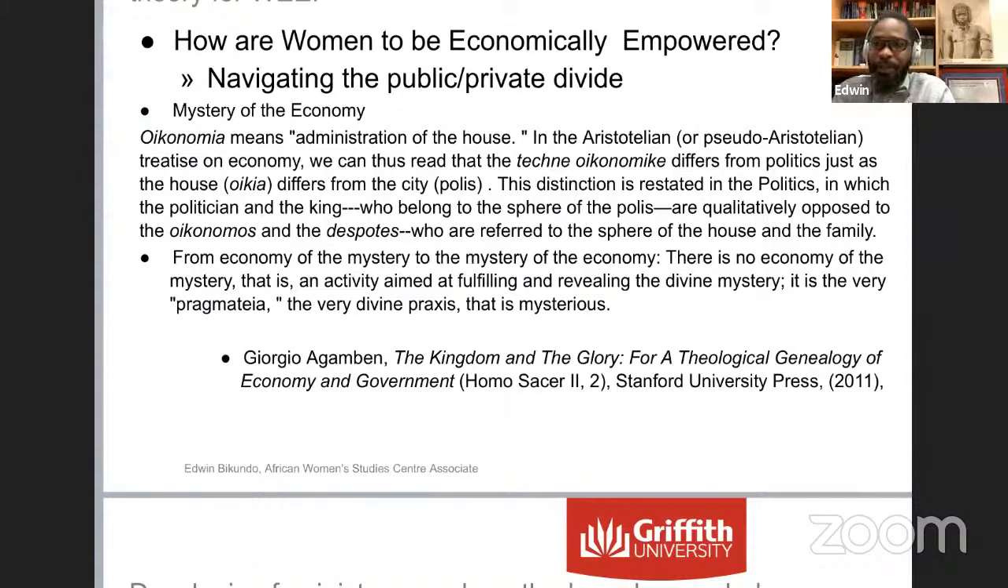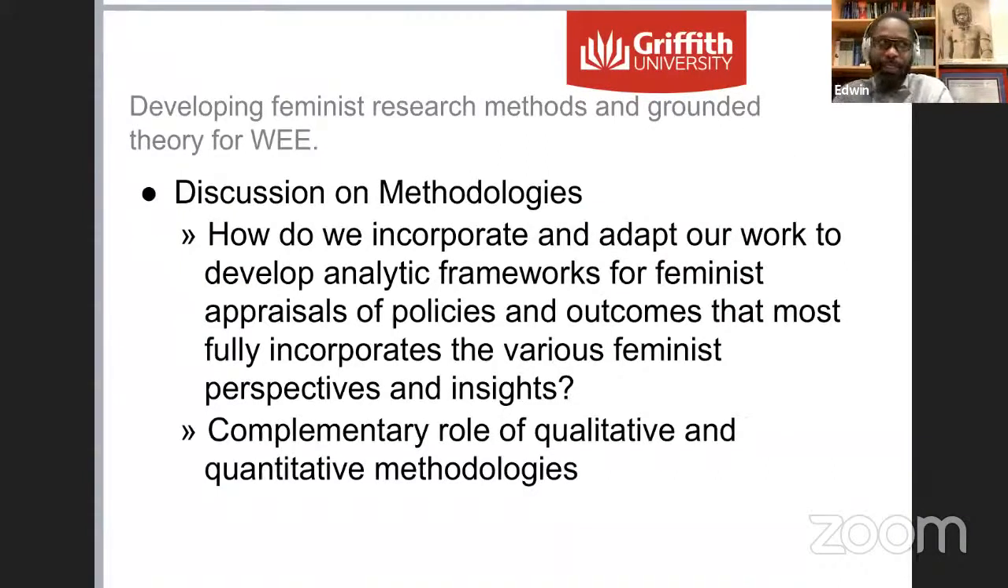He talks about that in Politics as well, about the politician, the king, who belong to the sphere of the polis, and are opposed to the economos and despotes, who are in the sphere of the house and of the family. Okay, so that's an etymological, quick and dirty run through economy: the various meanings and valences of economy, how it has changed over time, where it is located, and how we need to navigate this in order to economically empower women.